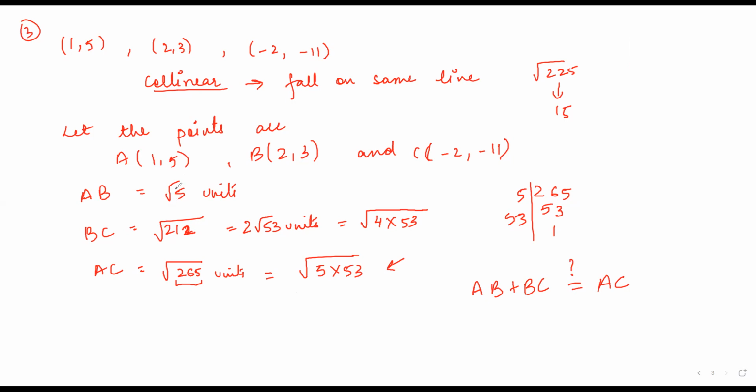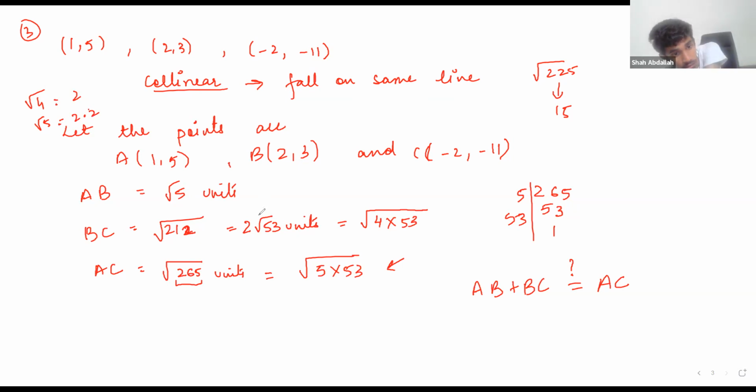For example, this under root 5, look here, Abdullah, carefully. What is under root of 4? This is 2, clear? Yes. Under root of 5 will be 2 point something, slightly larger than 2. You can find it also, no problem, but just an intelligent guess. It will be 2 point something. So I assume it is 2.2, let's say. Not 2.5, that will be much larger. This is just slightly greater than 4, right?